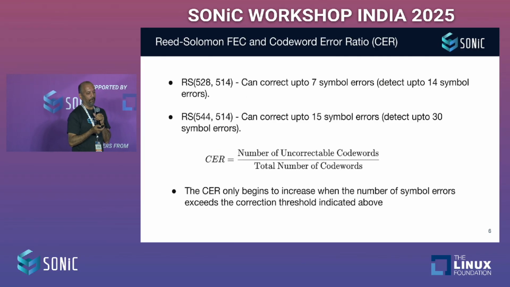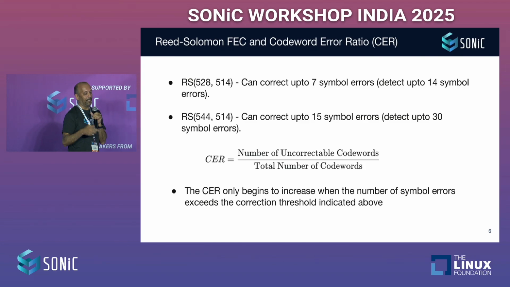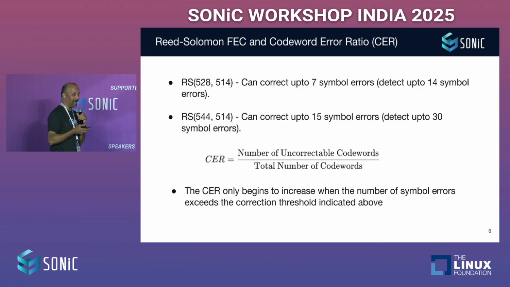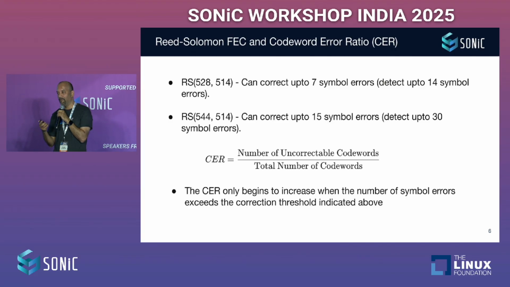Similar to 544 and 514, there is a technology 528 and 514. Instead of correcting 15 symbols and detecting 30, here you have correction of up to 7 symbols and 14 symbols for detection. There are multiple important ratios that come into the picture now. One is the code word error ratio, which is the number of uncorrectable code words over the total number of code words transmitted. The more the number of uncorrectable code words goes up, obviously your link is starting to degrade.